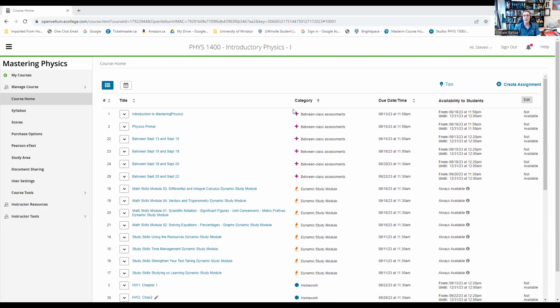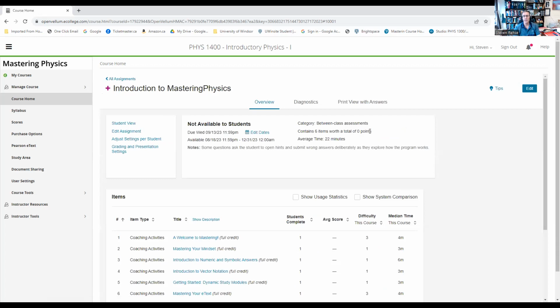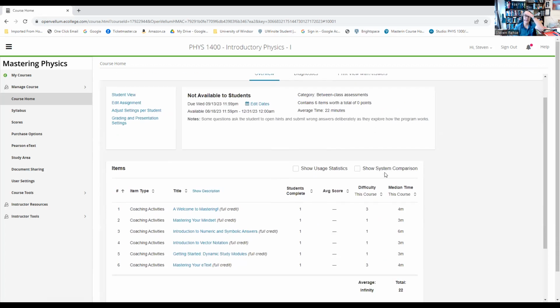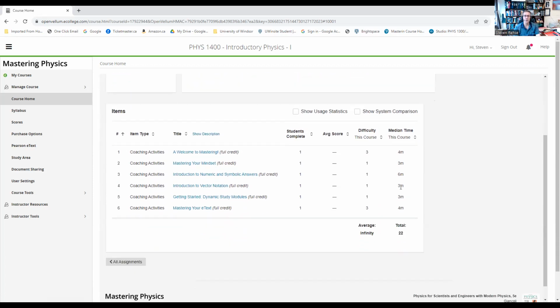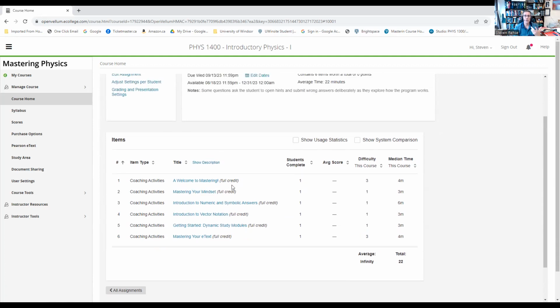And you should do them at your leisure, but before the semester starts, it'd be a great idea to do it. So these first two are going to be really, really important, and that's why they're being released on August 18th. So Introduction to Mastering Physics, you're all going to want to do that. It's 6 items. It's not worth any points, all right? So it's an ungraded assessment, but boy, you really have to do this because it takes you step by step through what is mastering physics, what mindset should you be using, an introduction to numeric and symbolic answers, introduction to vector notation, how to get started with these dynamic study modules, which I'll talk about a bit, and then something about your e-text.